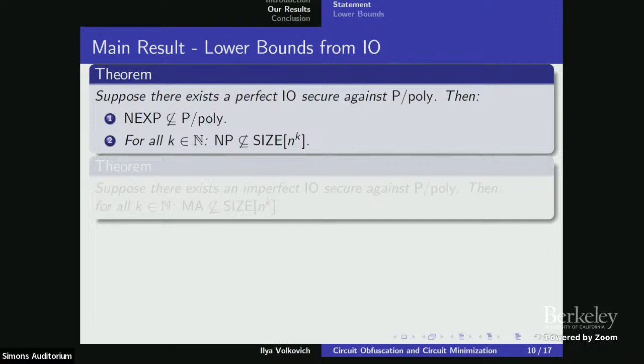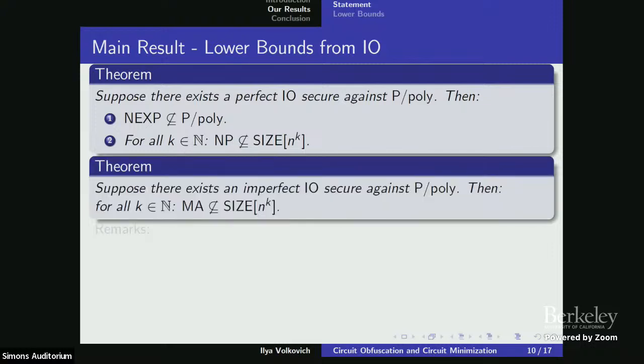Now, if you have an imperfect iO, you get something weaker. You get super-polynomial lower bounds against MA, and fixed polynomial lower bounds against MA. Just for context, because I'm going to repeat it, next is the exponential version of NP. Questions?